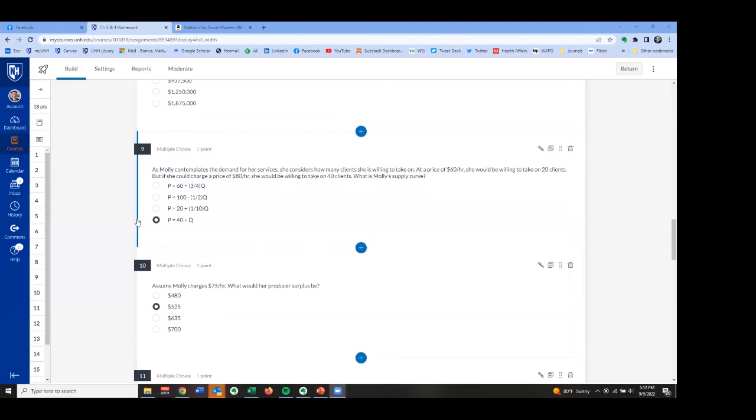As Molly contemplates the demand for her services, she considers how many clients she is willing to take on. At a price of $60 an hour, I'm going to jot that down, she's willing to take on a quantity of 20 clients. At a price of $80 an hour, she's willing to take on 40 clients. What is Molly's supply curve?